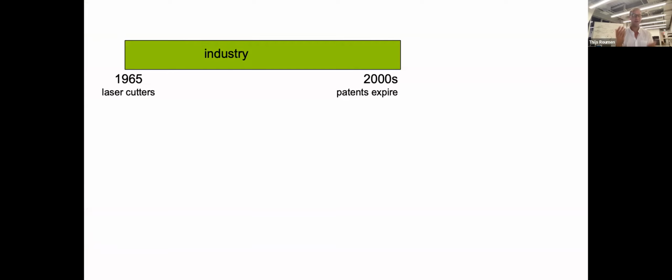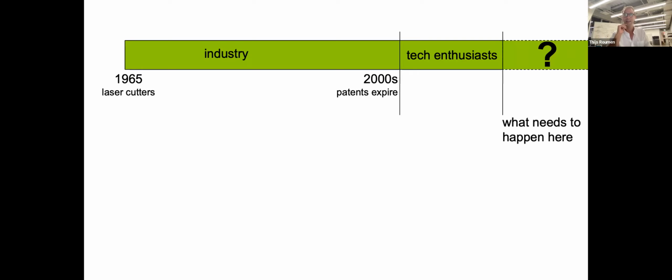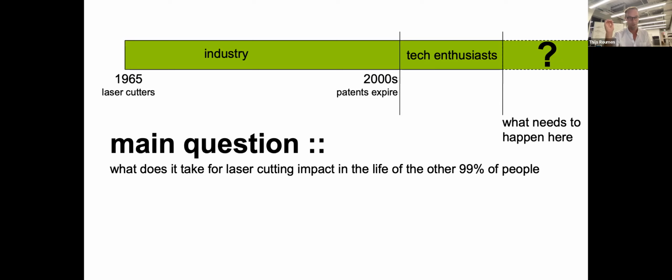But as I said, laser cutters have been around since the 60s, initially primarily in an industrial context. It stayed like that until about the 2000s, when the first patents of the initial technology started to expire and the technology became accessible to a much broader range of users. We call the people who adopt technology early on tech enthusiasts. And I am really curious about what the next big transition is. This is the phase where we are right now, right? We've had these tech enthusiasts pick up laser cutting, and I'm really excited to find out what the next big pivotal moment in the timeline looks like. What does it take to make laser cutting relevant for the other 99% of people in the world?